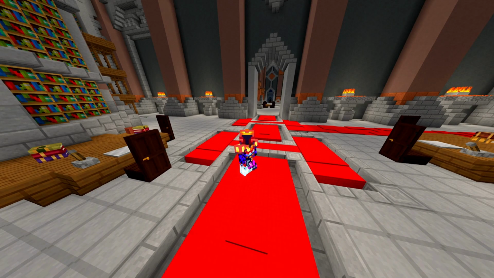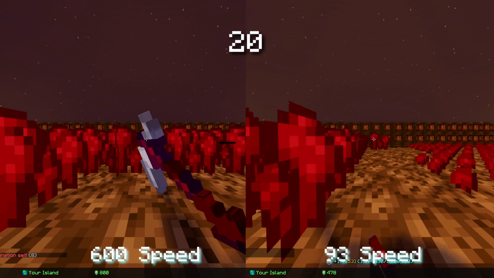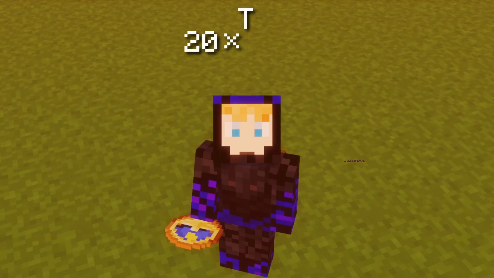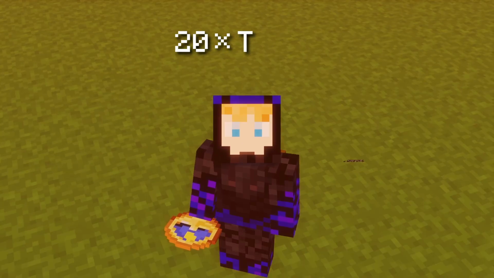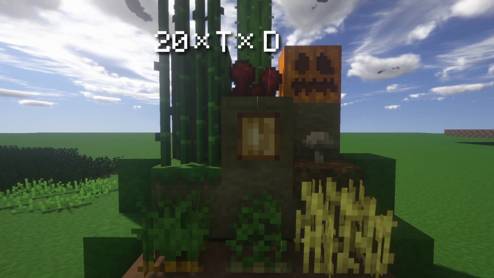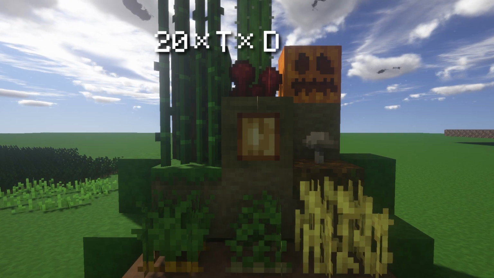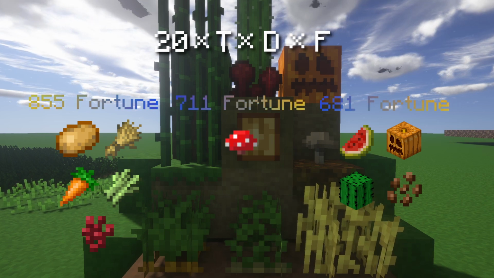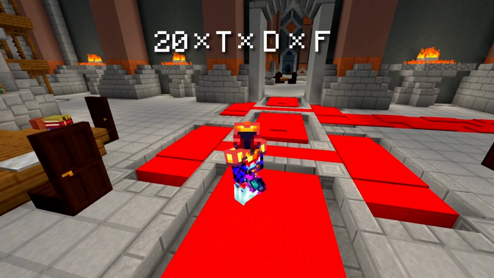The formula for calculating the maximum score is as follows. 20, the ticks per second and maximum blocks per second, multiplied by your time farming in seconds. There is a separate calculation for this. Multiplied by the base drop rates of crops before farming fortune is applied, multiplied by 1/100th of your farming fortune multiplier. So this ends up as 20 times T times D times F.